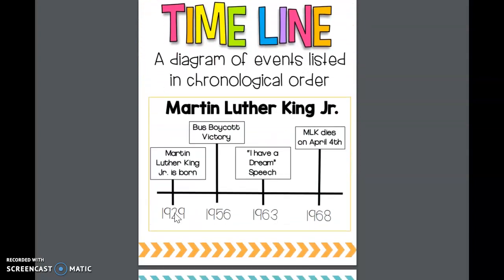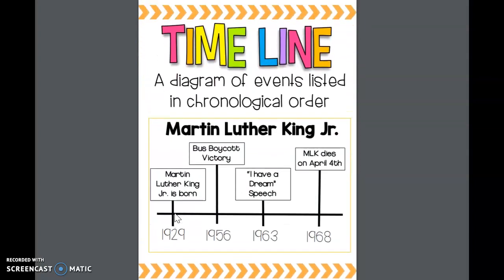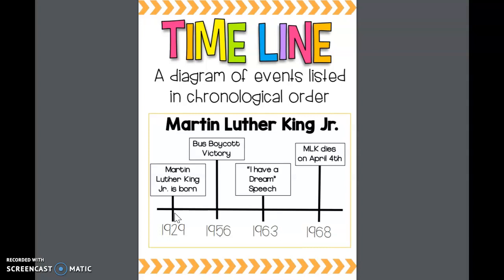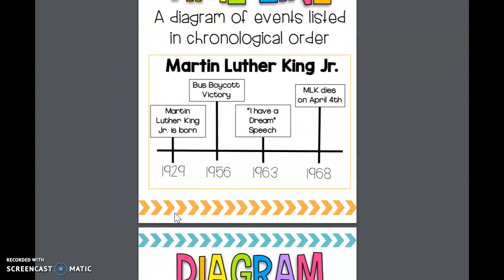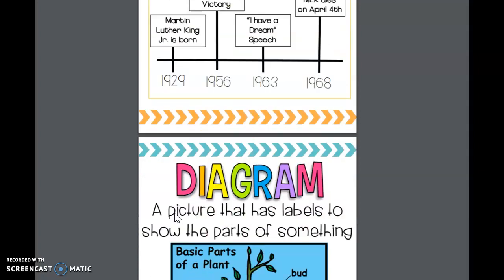A timeline is a graphic feature, excuse me. A diagram of events listed in chronological order. Okay, so it's events that are listed in order. Okay, this is the life of Martin Luther King Jr., but think about your own life. The day you were born, what did you do when you're 1 year old, when you were 2? Okay, it's a timeline of someone's life or a series of events.